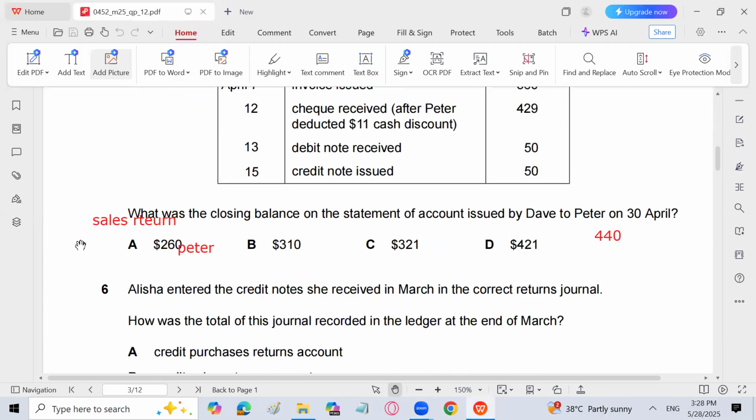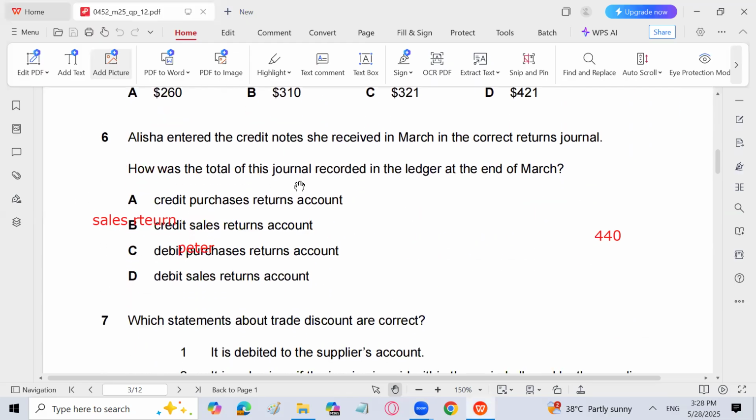Let's go forward. Alicia entered the credit note she received in March in the correct return journal. Credit note received means we are issuing a debit note. We are issuing a debit note means that we are going for an entry for purchase return. How was the total of this journal recorded in the ledger at the end of March? Credit purchase return account. Sir, how come you will be able to know that? I will make you explain this.